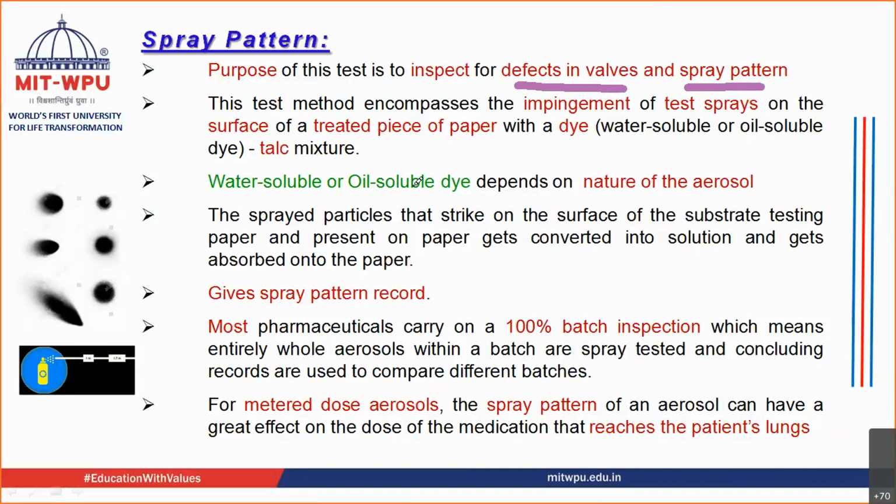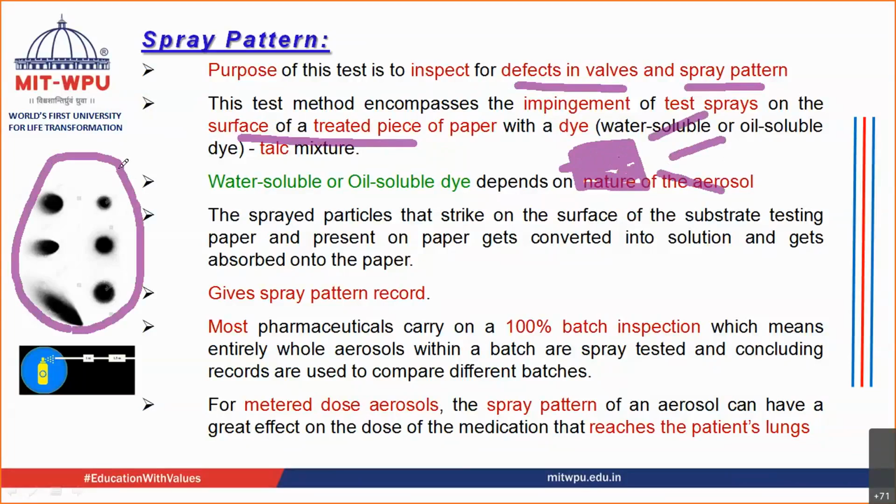What does this test comprise of? It comprises of impingement of the test spray. So you spray the material onto the surface of a paper which is usually treated with talc and dye mixture. So you take the paper, on this paper you apply dye and talc, and onto this you spray your material. Then you see what is the pattern that is getting observed. If the pattern is similar to what you are expecting, then there is no fault in the valve. If it is different, then there is some fault in the valve.